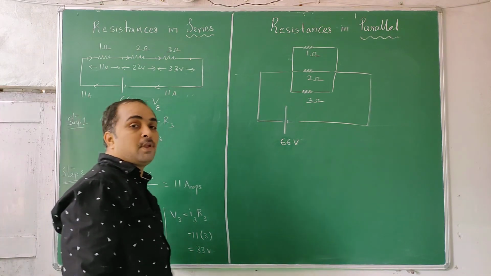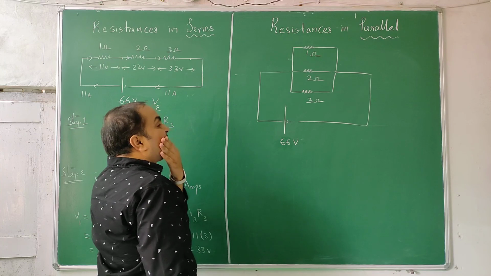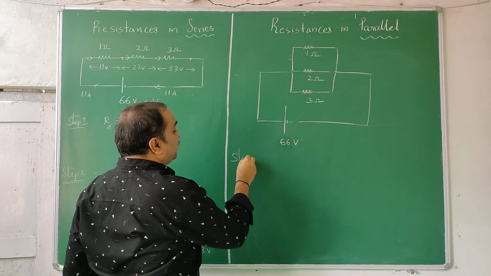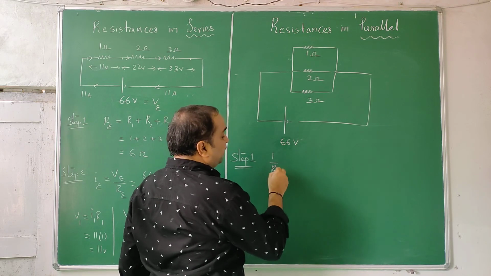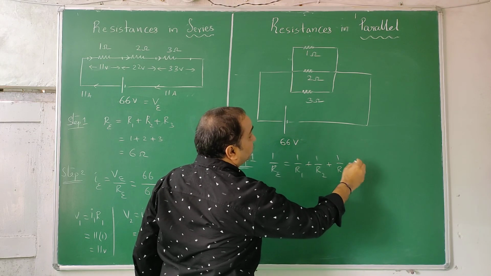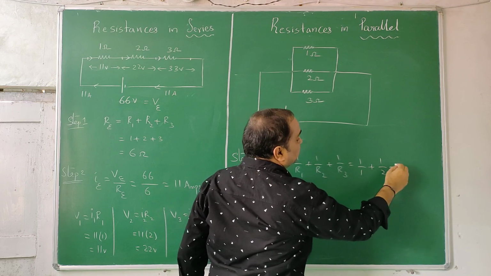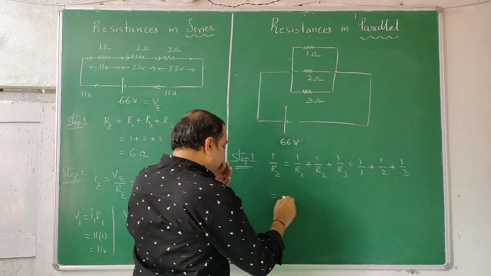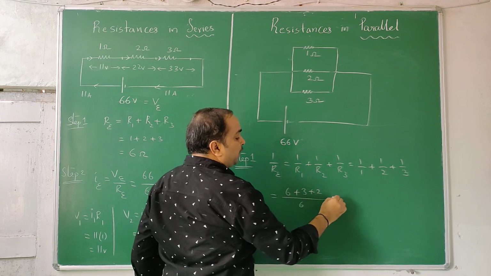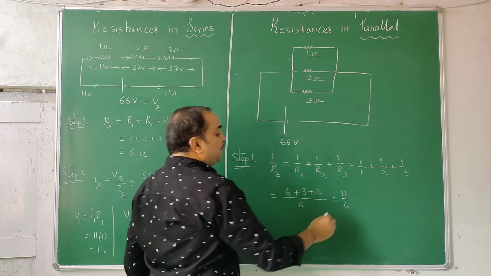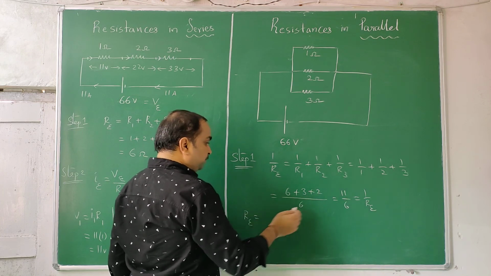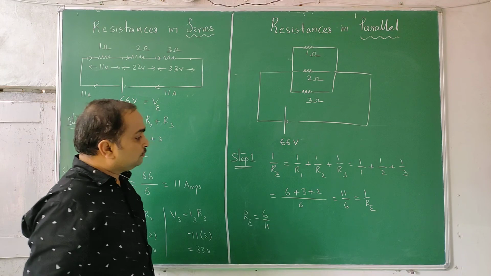Let us see the parallel case. Now a 66 volts battery is connected. Step 1, first calculate R equivalent. 1 by R equivalent is equal to 1 by R1 plus 1 by R2 plus 1 by R3, that is 1 by 1 plus 1 by 2 plus 1 by 3. The LCM of 1, 2, 3 is 6. 1 goes 6 times, 2 goes 3 times, 3 goes 2 times, so 11 by 6. But 11 by 6 is 1 by R equivalent. We want R equivalent, which is the reciprocal: 6 by 11.